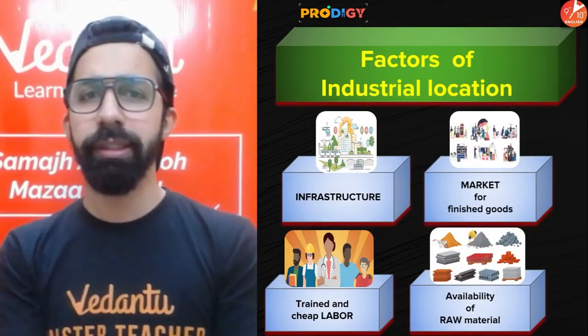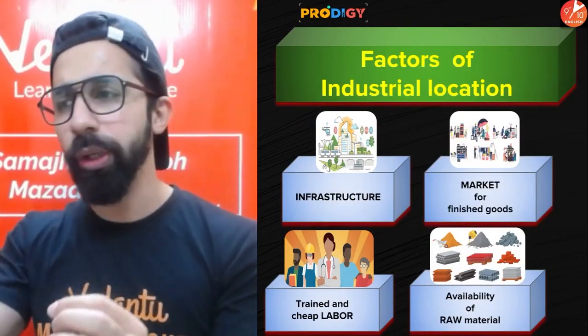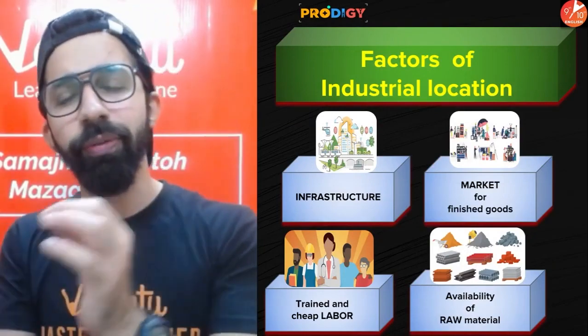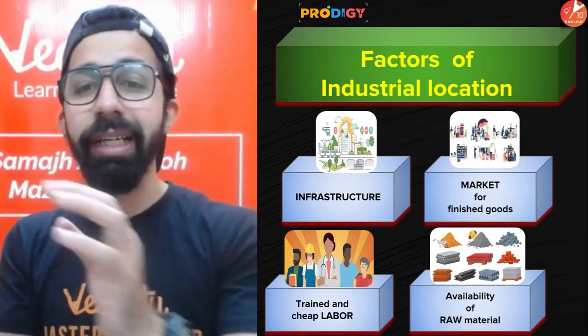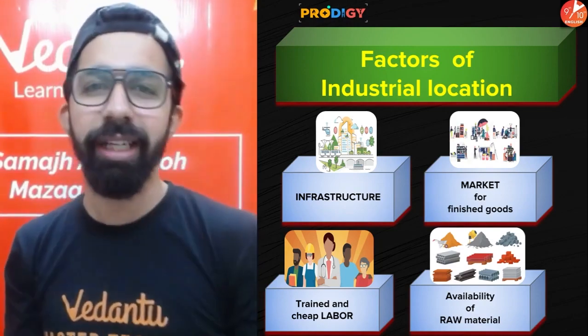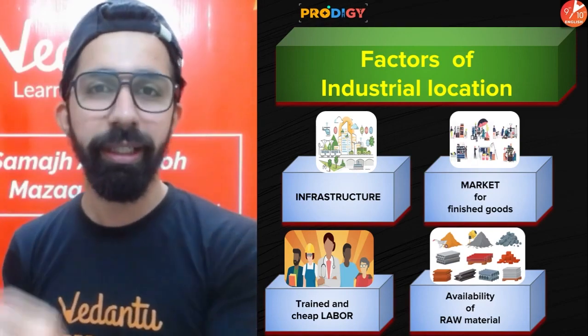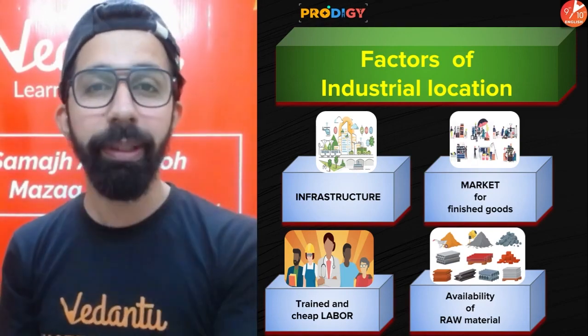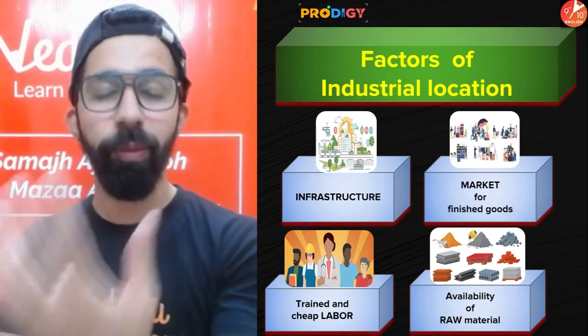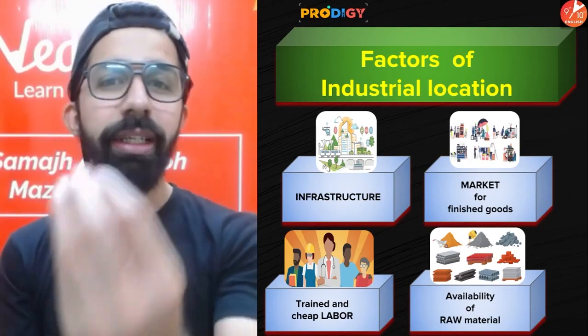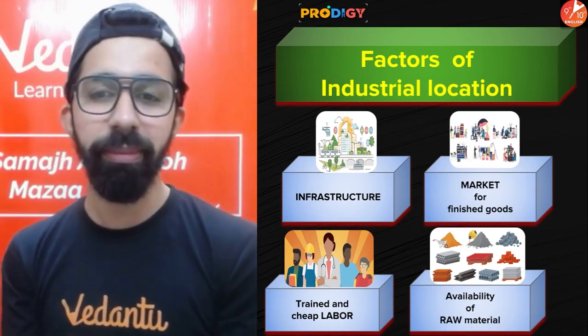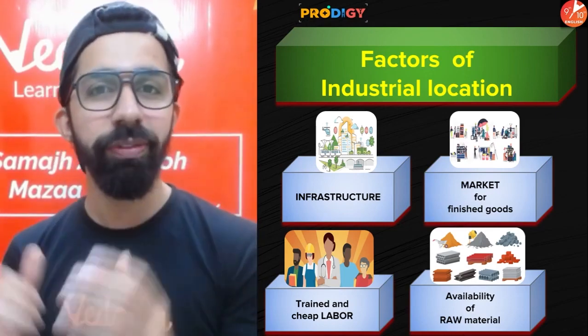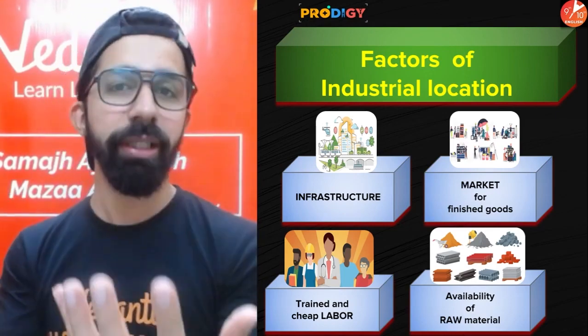Now the question arises, where can industries be located? There are a few factors which contribute to industrial location. First of all, availability of raw material. Second, infrastructure. Third, capital in the form of money and machines. Fourth, we need laborers, skilled and unskilled. Then we need transportation facilities, and then we need a market also.